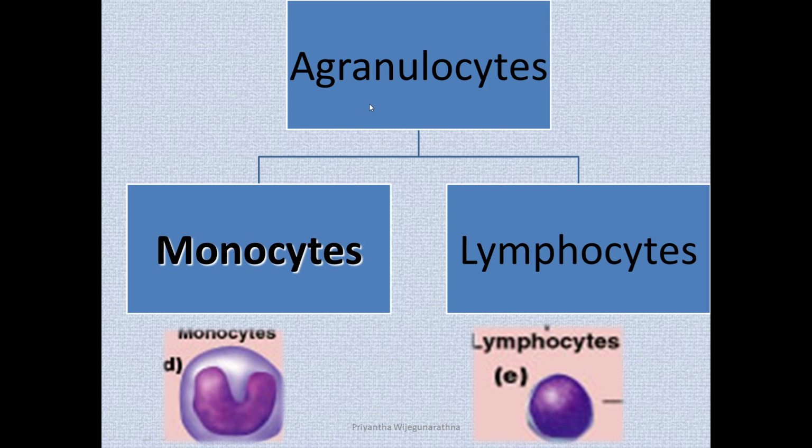These are agranulocytes or the non-granulocytes. They are of two types: monocytes and lymphocytes. They also contain a nucleus but no granules in the cytoplasm. You can see clear cytoplasm. The lymphocyte has a large nucleus and no granules in the cytoplasm.